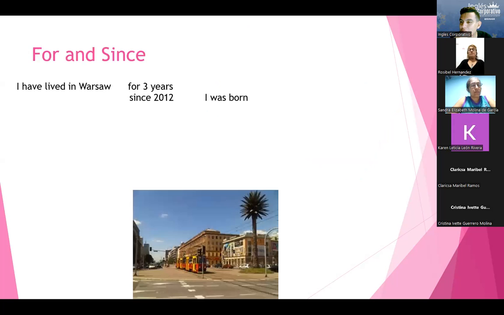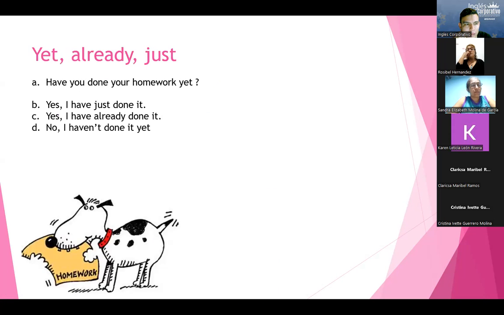For and since. Do you remember what for and since mean? What is the meaning of for and since? Desde y por. Okay. Often we make the mistake and say since, but it is since. Since and for. Okay, we have also yet that we studied yesterday. Yet we use it either in negative and question. Already, it is an action that you did before the time was expected.